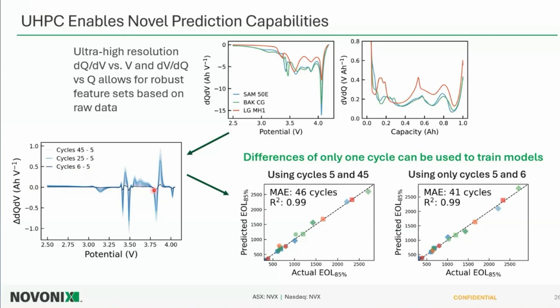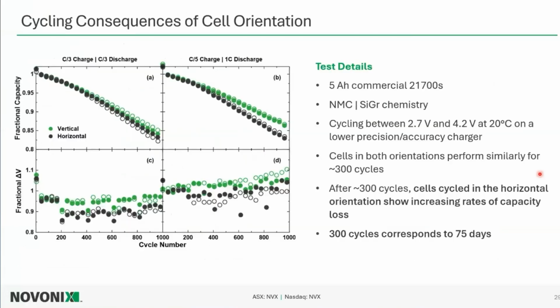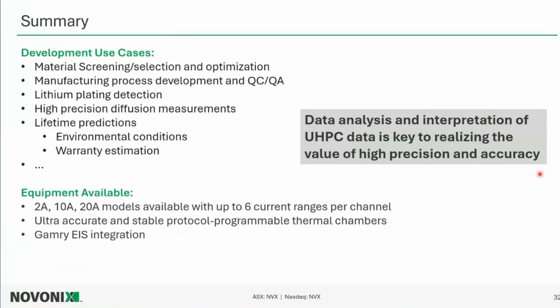And then over time, 25 cycles or 45 cycles of difference here, we can really see these big differences. We can actually use these as feature sets for lifetime prediction as well, and even see really good performance, whether we use 40 cycles of UHPC, which is only a few weeks of cycling, or 2 cycles of UHPC data, which is about a week of data to get cycles 5 and 6, and get really good cycle prediction. We're running out of time, so I'm just going to jump to my summary here.